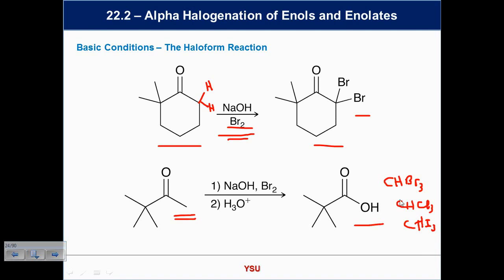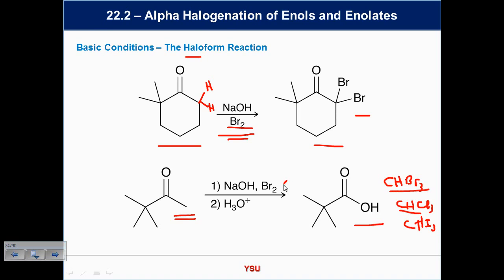That's going to end up with this thing breaking off. You're going to brominate, brominate, brominate, leave. That's all there is to the haloform reaction. So the name is fairly obvious, the certain halide that you're using, and because this is chloroform, iodoform, that's where the name comes from. So to do this, we need base.